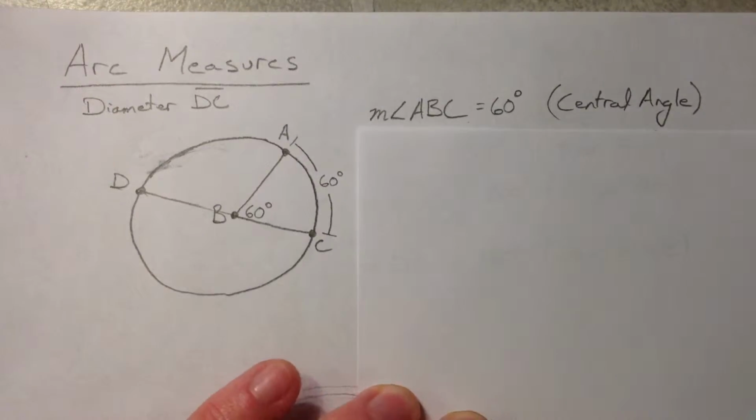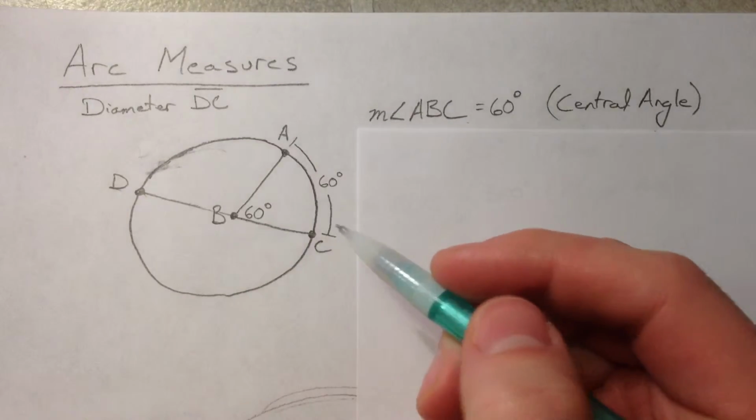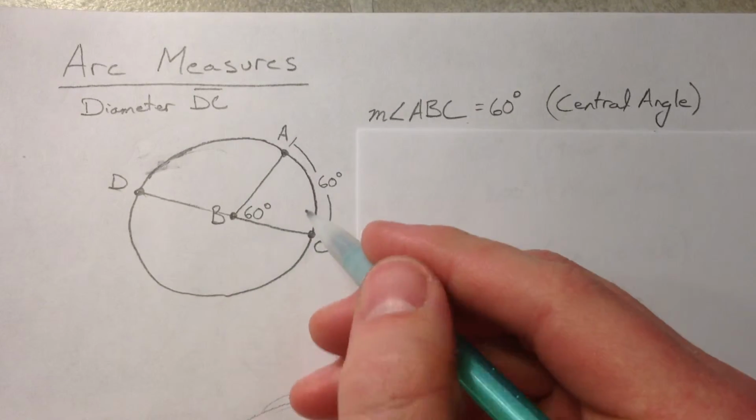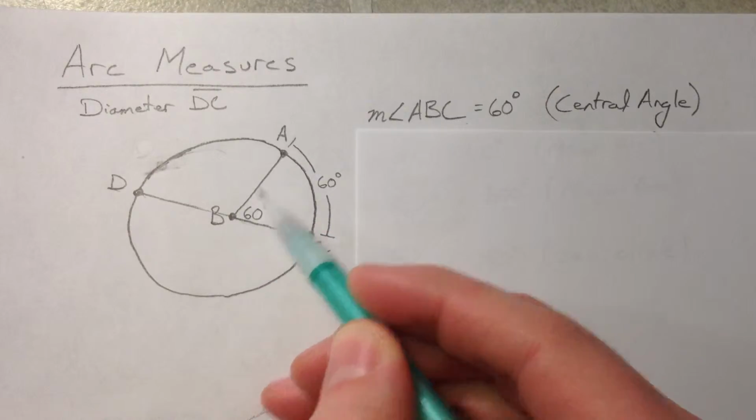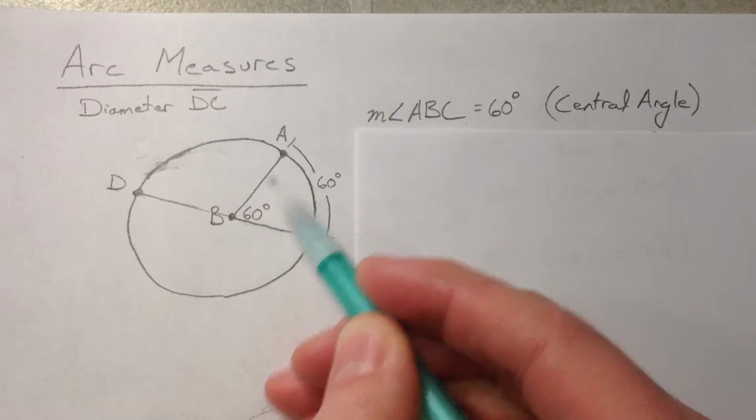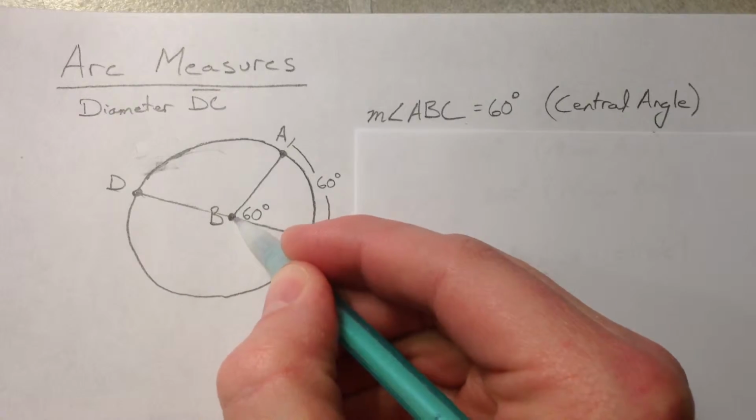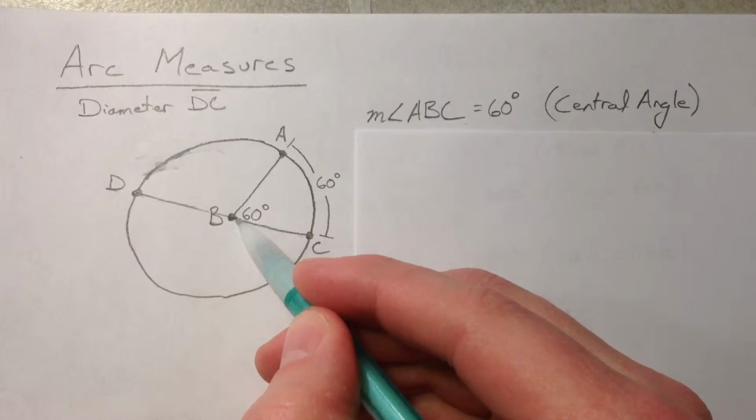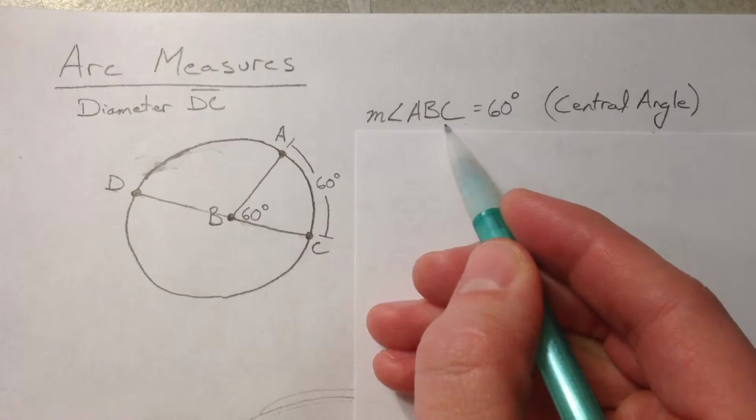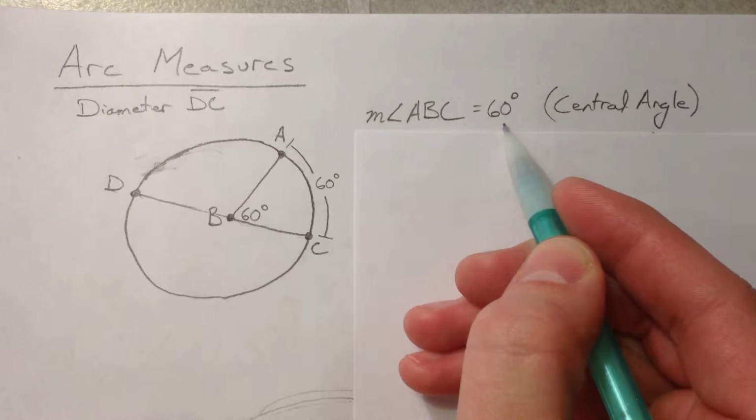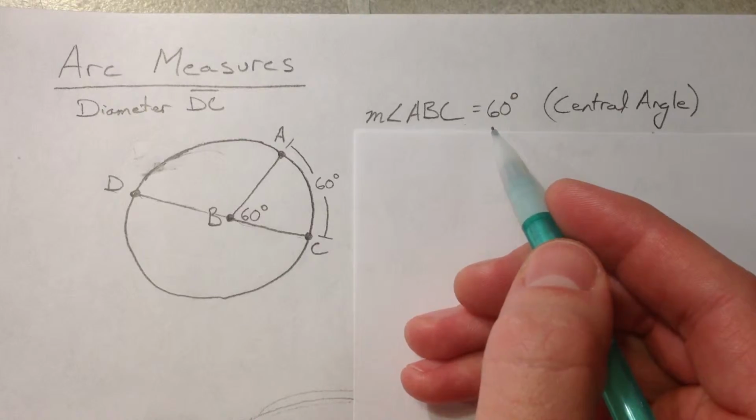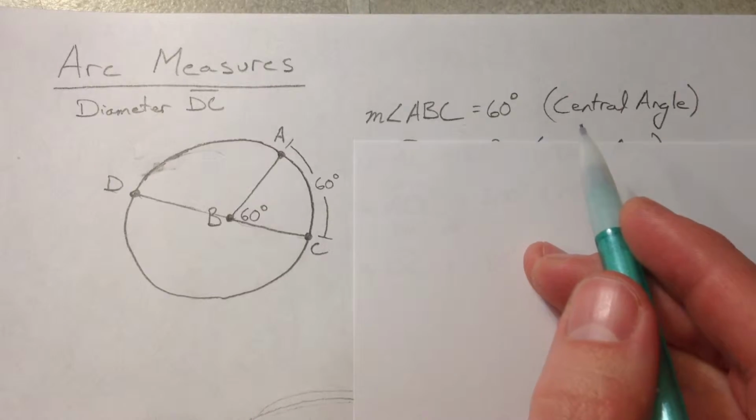Essential to discussing circles are talking about angles and arc measures in circles. And so, first off, we want to talk about central angles. Central angles are called central angles because they have a vertex, B, at the center. So our angle here, ABC, has a measure of 60 degrees. Now, it's called a central angle.